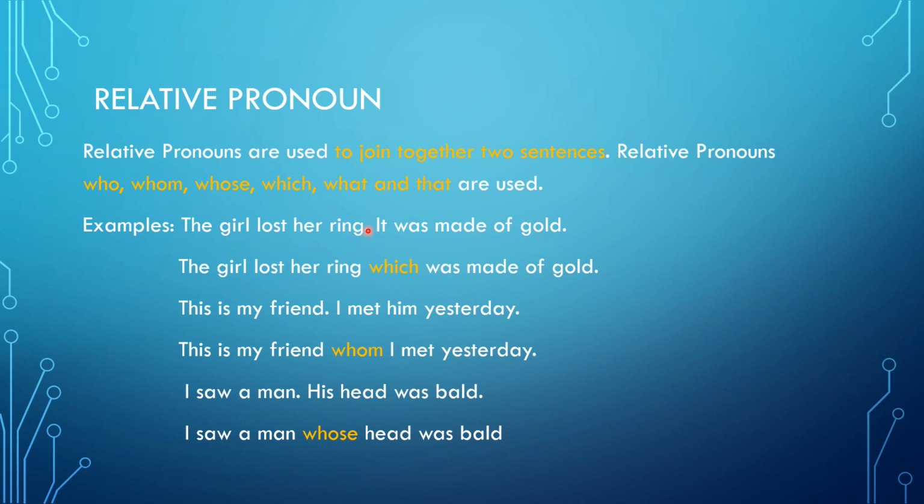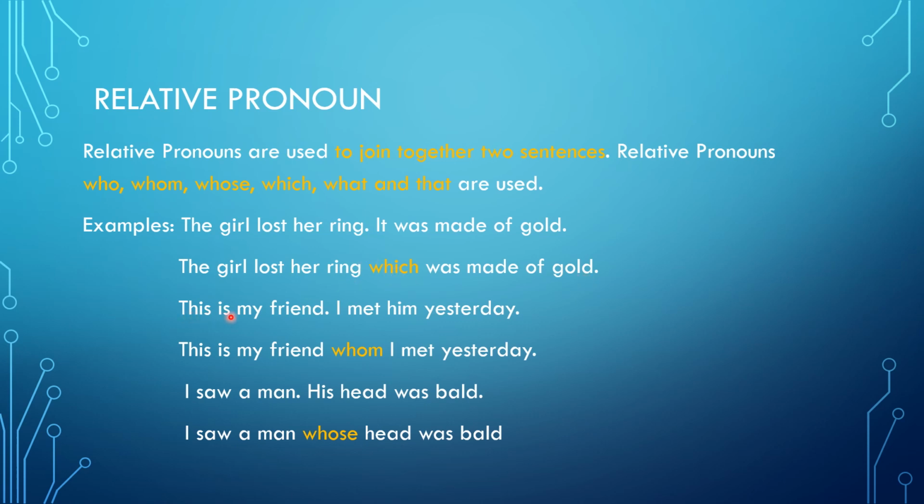Now, relative pronouns are used to join together two sentences. So the sentence is, the girl lost her ring which was made of gold. So I have used the relative pronoun which to join these two sentences and make one complex sentence. This sentence, the girl lost her ring which was made of gold, is a complex sentence. Which is the relative pronoun.